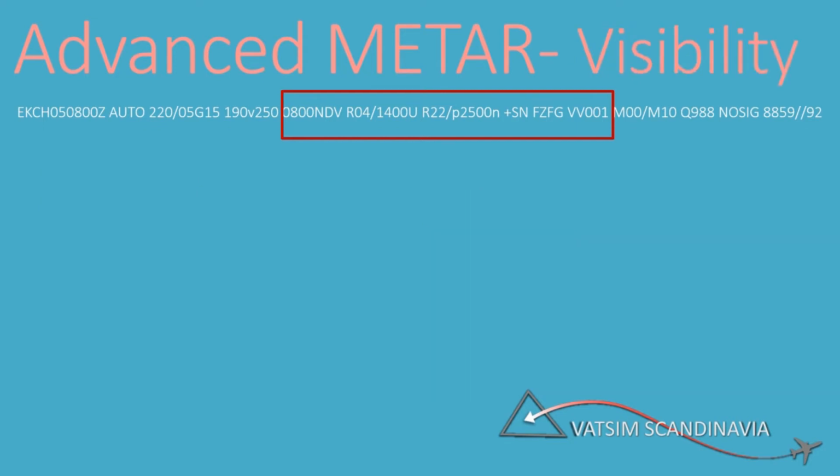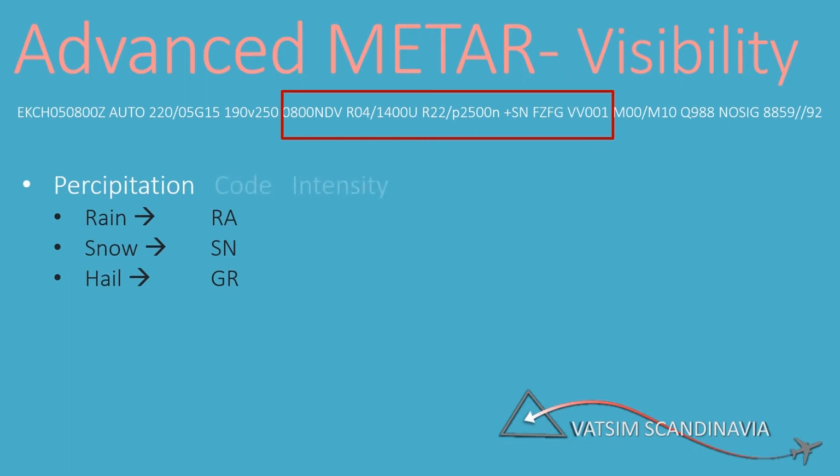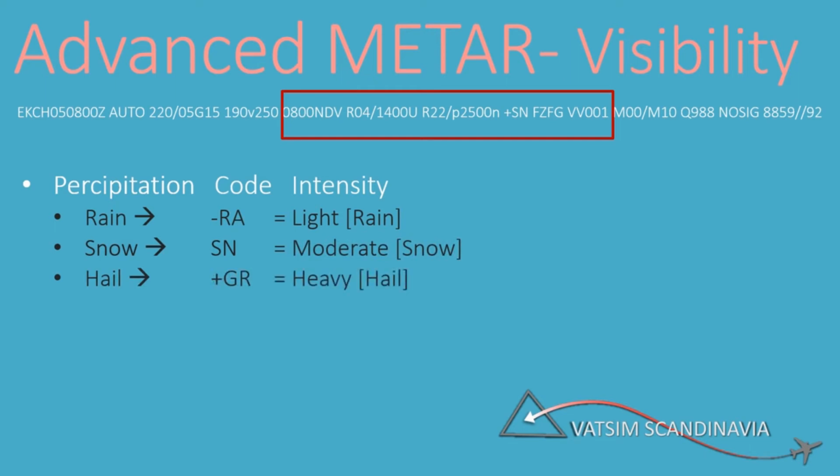Another thing that can be displayed is conditions that affect the visibility. The best example of this is precipitation. This can be something such as rain, it can be snow, it can even be hail. These are the most common ones. Apart from the type of precipitation, you will also have the intensity of the precipitation. These can mean light, then you have a minus before. It can be moderate, then you just have nothing. Or it can be heavy, and then you have the plus.